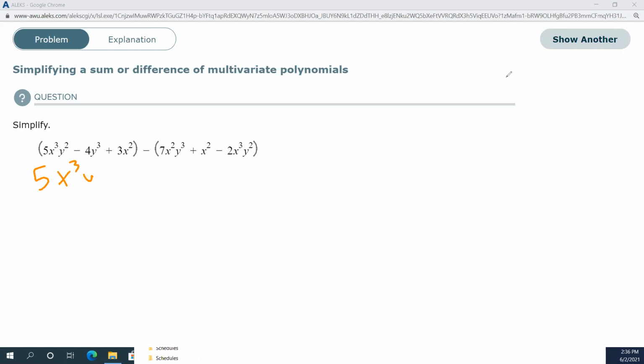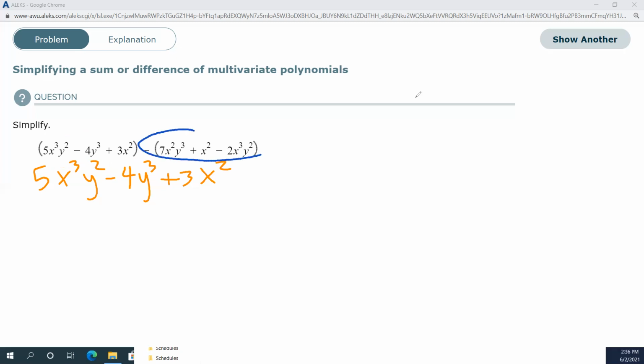But what I'm going to do this time, and I could have last time, is get rid of the parentheses. Then I'll combine like terms. Now, in front of this set, there's nothing. So I can just drop the parentheses. There's nothing being multiplied by it. There's no minus sign out front.